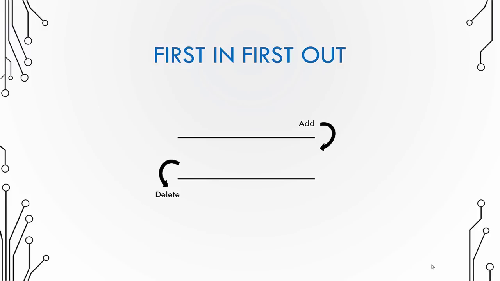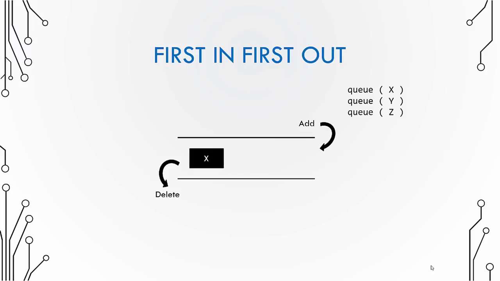A queue is a first in, first out data structure. What does that mean? Well, it means that the object that you add to the queue first will be the one to go out of the queue first. Let us see this animation to understand this further. So you have a queue, you add elements to the back of the queue and you delete elements from the front of the queue.